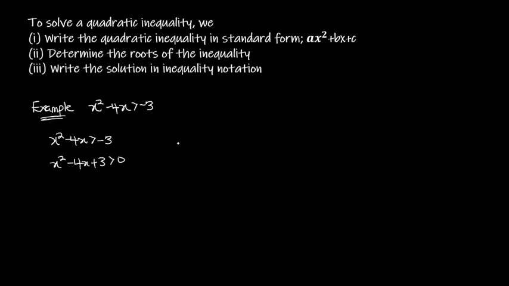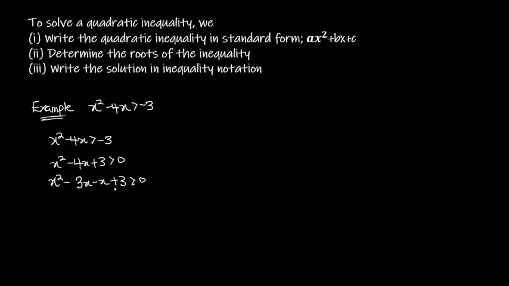Alright, so from here, we need to find the roots of this inequality. To do that, we use the coefficient of the x squared term to multiply the constant, which is 3 over here. So 1 multiplied by 3 will give us 3. Now, which two numbers will you multiply to get 3, but if you add, you get negative 4? If we think very well, negative 3 and negative 1 will do that for us. Negative 3 times negative 1 gives positive 3, but if we add, we get negative 4. So we have x squared minus 3x minus x plus 3 is greater than 0.